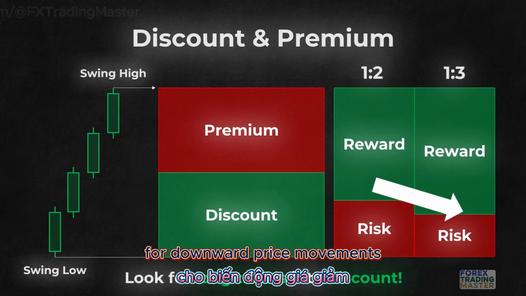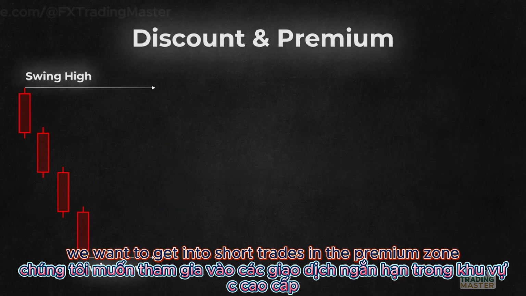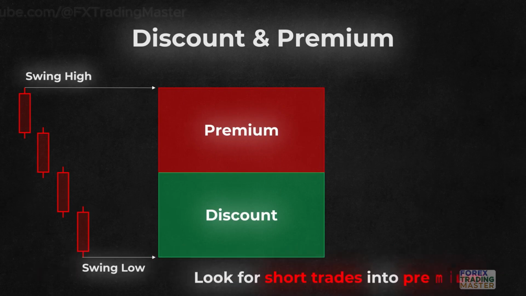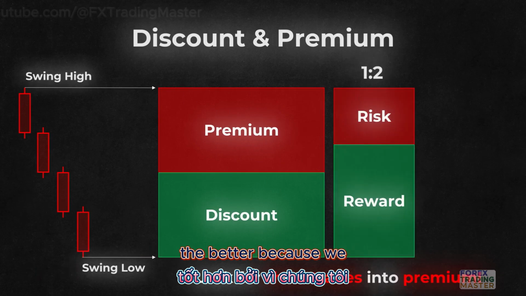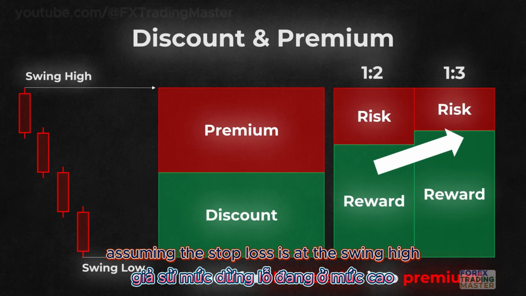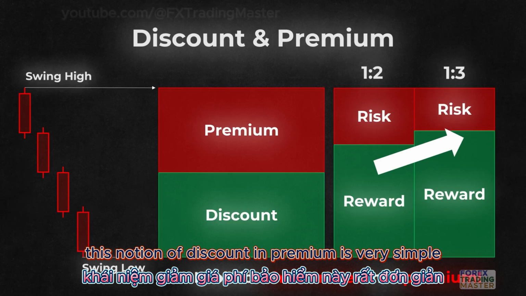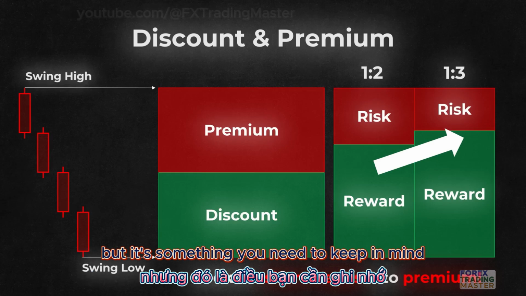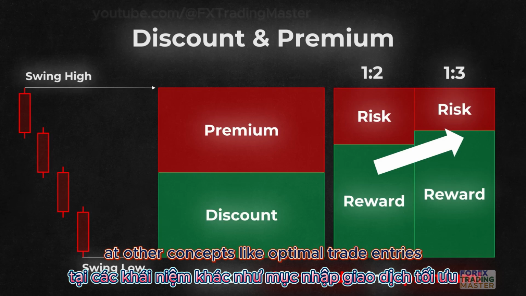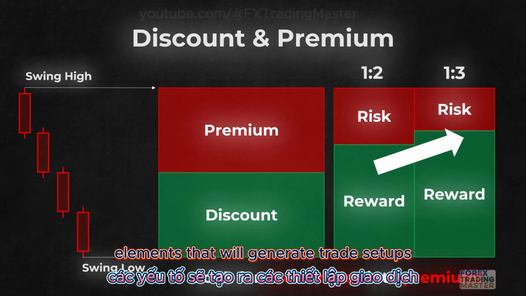For downward price movements, we measure a range from a swing high to a swing low. We want to get into short trades in the premium zone. The higher into the premium zone, the better, because we are able to extract a greater risk-reward ratio, assuming the stop loss is at the swing high and the target is at the swing low. This notion of discount and premium is very simple, but it's something you need to keep in mind when we look at other concepts like optimal trade entries, fair value gaps, order blocks, and a combination of elements that will generate trade setups.